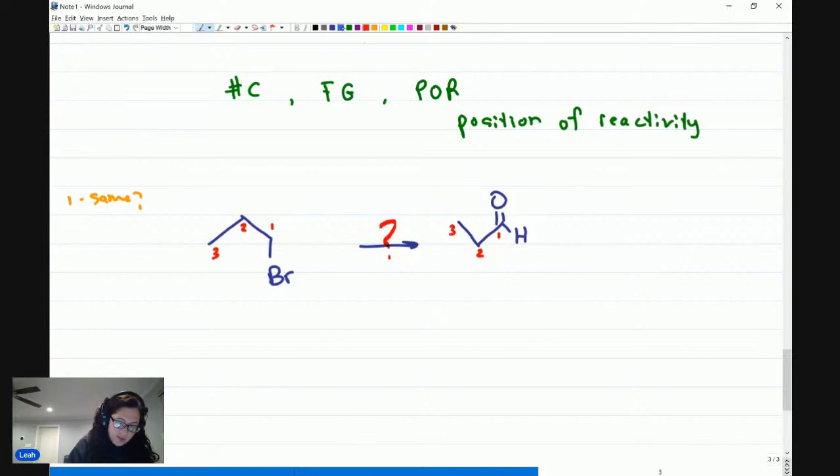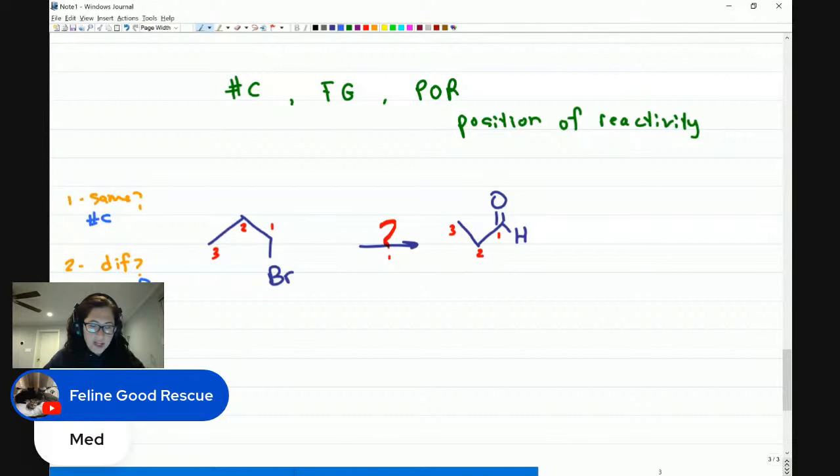So what is the same in this case is the number of carbon atoms. But question 2, what is different? Well, I turned a bromine on carbon 1 into a carbonyl. And so what I have to figure out here is how do I turn bromine, which is a good leaving group, into a carbonyl, specifically an aldehyde, which is an oxidized functional group. Now that I have the questions, now I can start thinking about how to bring about just that transformation and make that happen.